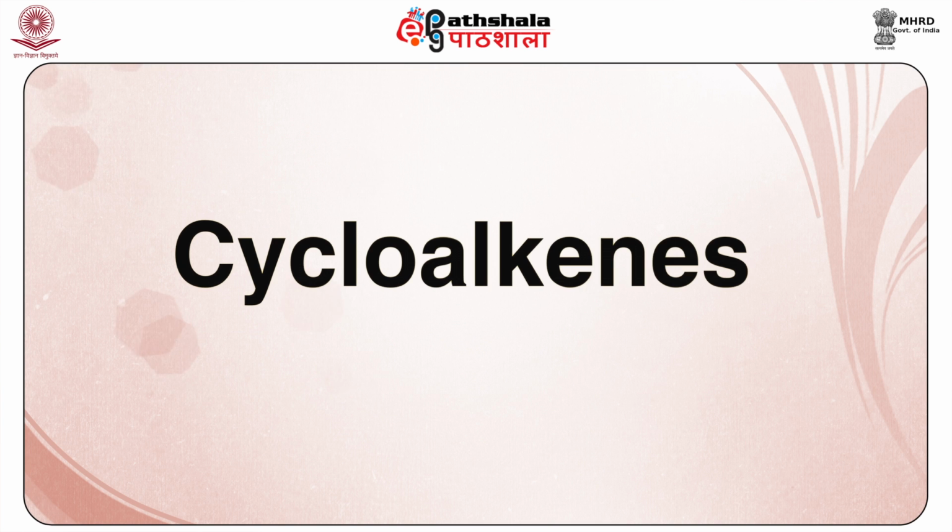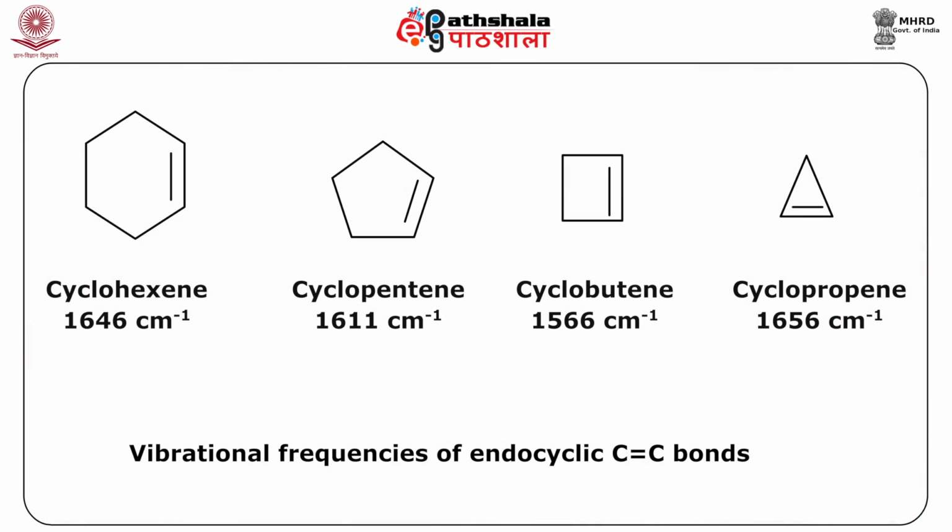Now we come on to cycloalkenes. The absorption frequency of a double bond in a cyclic ring is very sensitive to the ring size, as has been explained above in the factors affecting the absorption frequencies. The absorption frequency decreases as the internal angle decreases, and it becomes lowest in cyclobutene with an angle of 90 degrees. But after that the frequency increases again for cyclopropene.